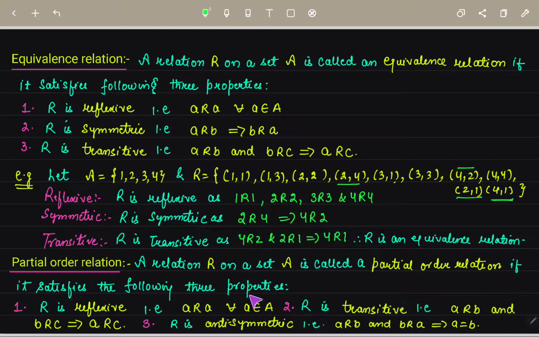the following three properties. So first one is R is reflexive, second is R is transitive, and third is R should be anti-symmetric. So for reflexive we have to show A is related to A for all A in A. Similarly for transitive we have to show if A is related to B and B is related to C implies A is related to C. And for anti-symmetric we have to show if A is related to B and B is related to A implies A is equal to B.